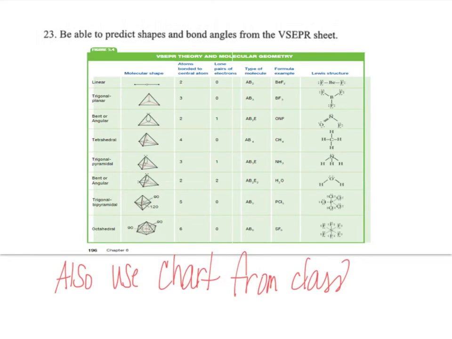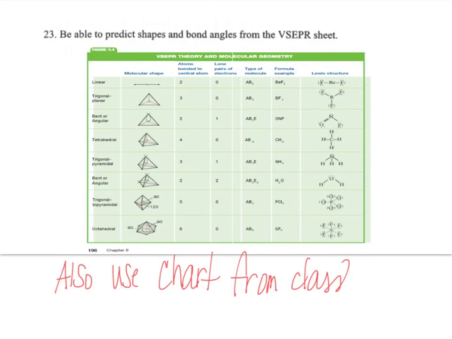So the last thing is be able to predict shapes and bond angles. I put this one in there from the notes because I didn't have the other chart with me at home. But the chart that we filled out in class together would be the better chart to study because it actually gives the bond angles, whereas this one doesn't. But let me go ahead and jot down these.